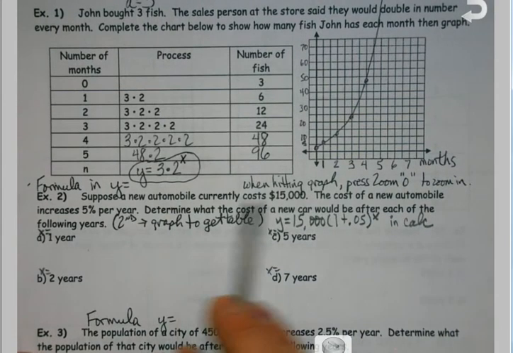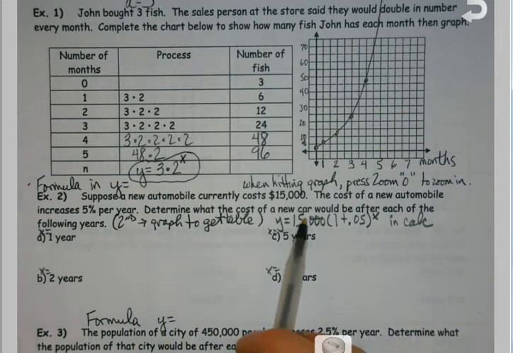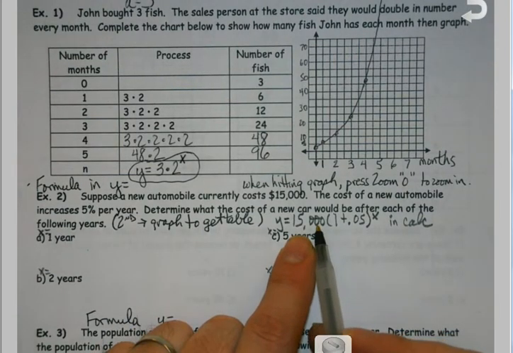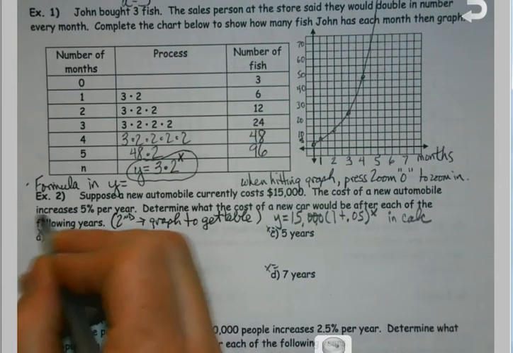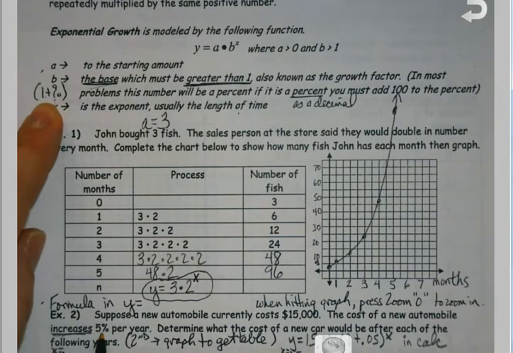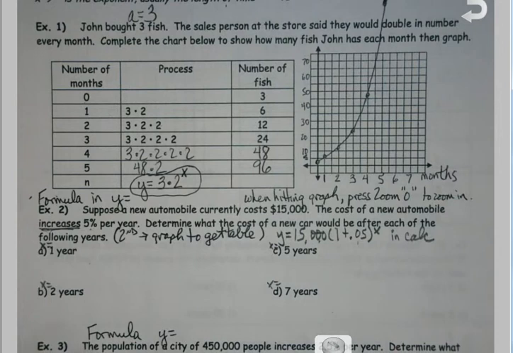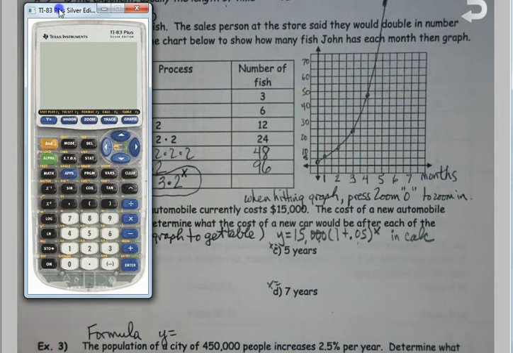We got a new automobile. It currently costs $15,000. The cost increases 5% each year. Determine what the cost of a new car would be after each of the following years. So what I'm going to type in is my A value, my starting cost, would be $15,000. That's what I'm starting with. Then, since it increases in value, my base number is going to be 1 plus the 5% as a percentage. So that's where this 0.05 is coming from. So when I want to figure this out, I'm going to let the calculator do all my work. But I need to know how to punch it in, of course.